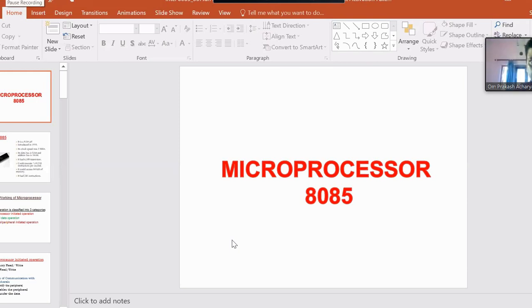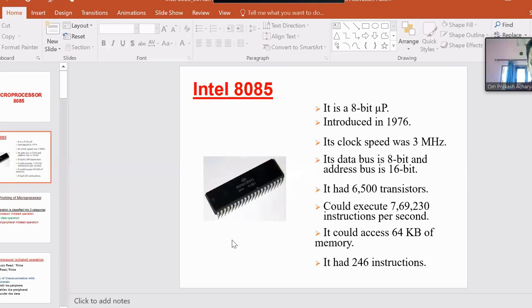In this slide we start our discussion with the microprocessor. We start with the architecture, then we go for pins and signals. As far as the architecture is concerned, it is an 8-bit microprocessor and it can access 64K of memory.